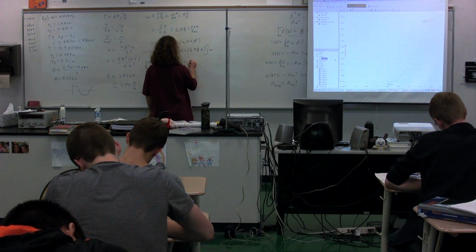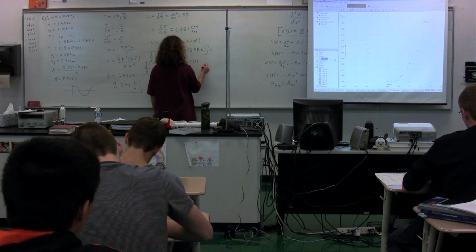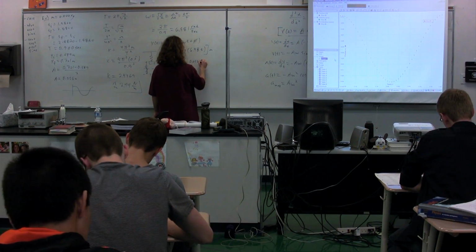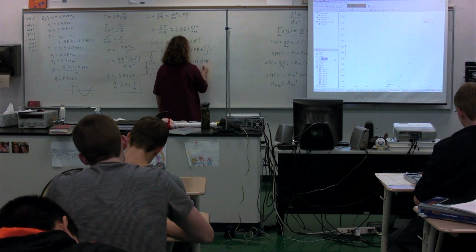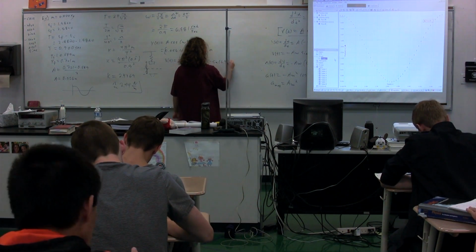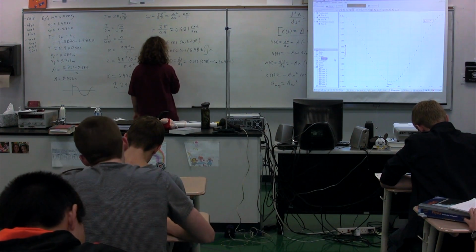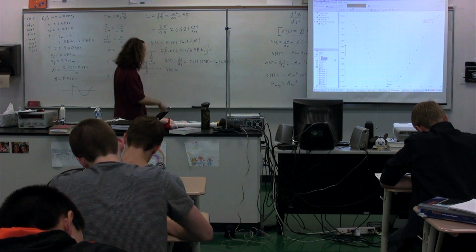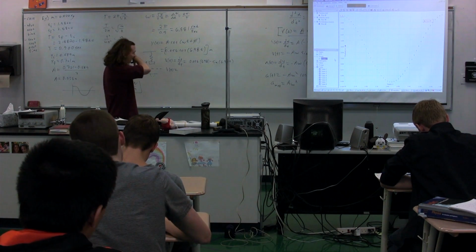It's going to be 0.056 times 6.98 times negative sine of 6.98t. So, can I please have 0.056 times 6.98?